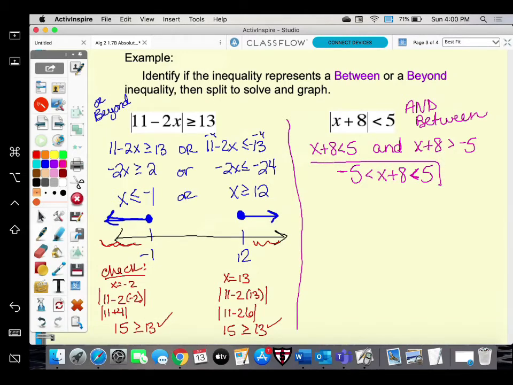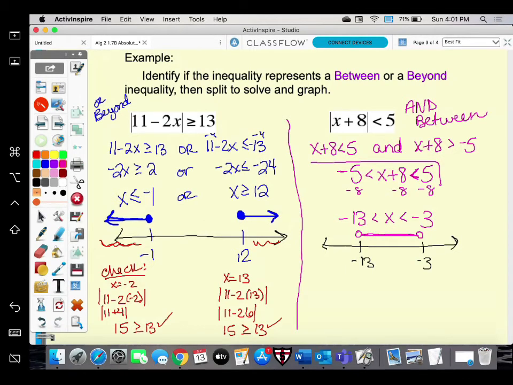So subtract 8 from both sides, all three parts actually, and I'm going to have -13 is less than x is less than -3. So a graph of that: -13, -3, open on both, and shaded between.